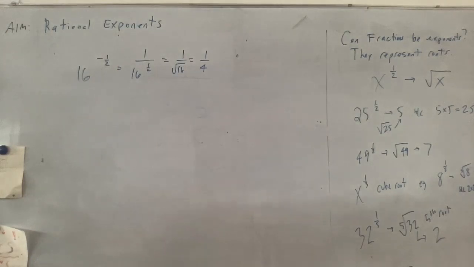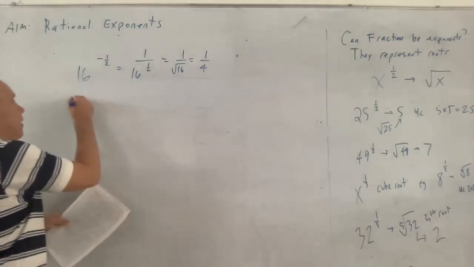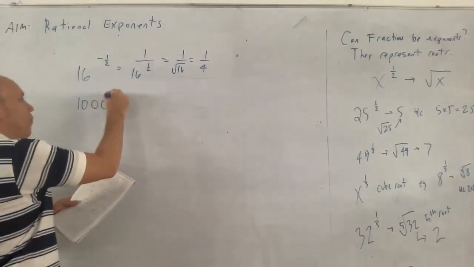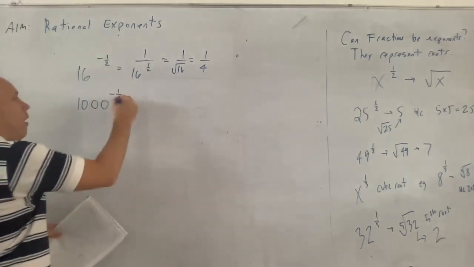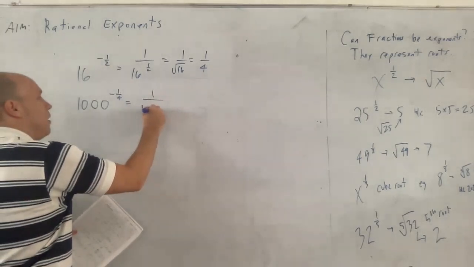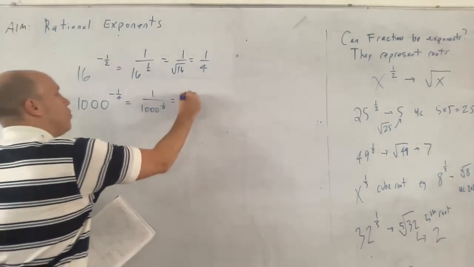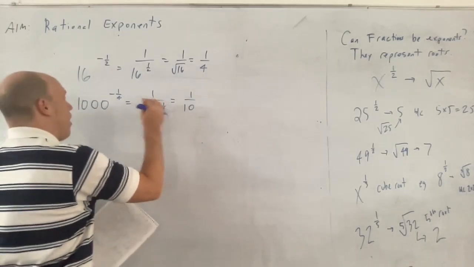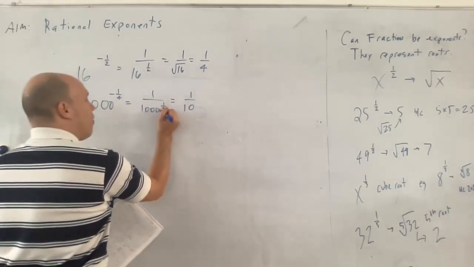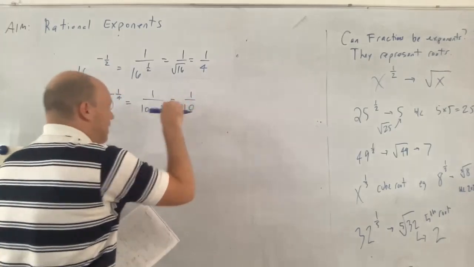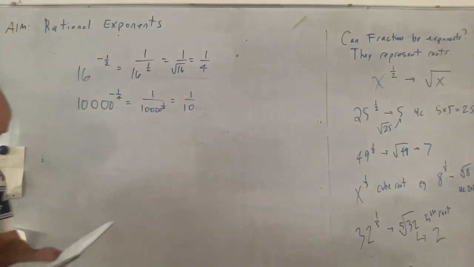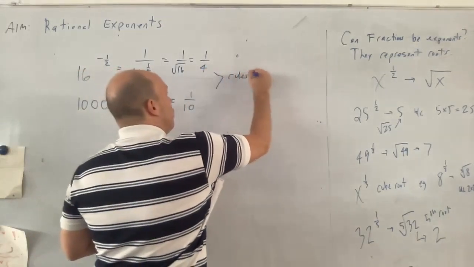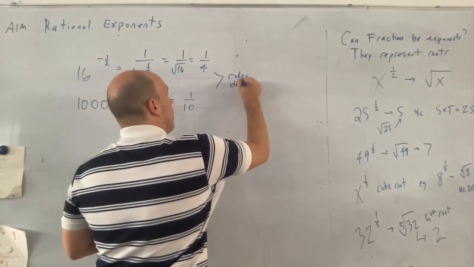Let's see, what else do we have here? How about 10,000 to the negative 1/4? Well, once again, that's 1 over 10,000 to the 1/4, which is 1/10. Sorry about that. Check your GDC. Once again, the rules don't change.